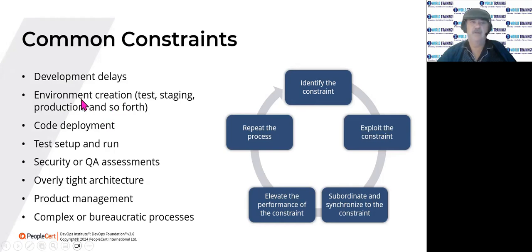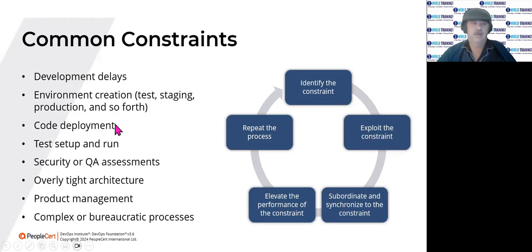Environment creation, this is a very typical one where there are many kinds of test environments, staging environments, production environments, setting them up, getting them working, matching the test requirements for the particular changes that are going through the flow, and then releasing them when you're finished. That can all take a lot of time. It's very frequently one of the main constraints.